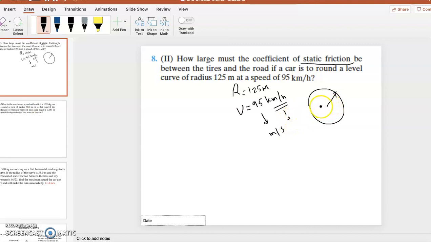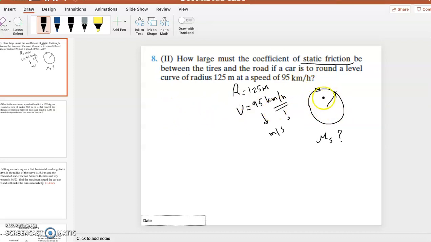But first, let's figure out what we are trying to find. The problem is asking for µs. You have no formula that you memorized to find µs, and this is what I'm saying: don't even memorize the formulas for v or anything of that matter. What we have here is a car, and this car is negotiating a curve, and it's a flat curve.